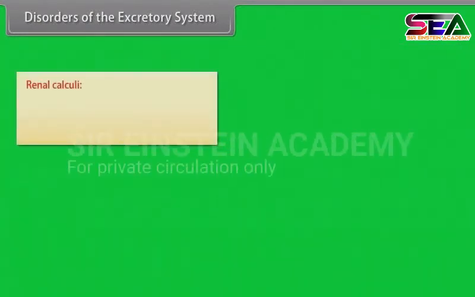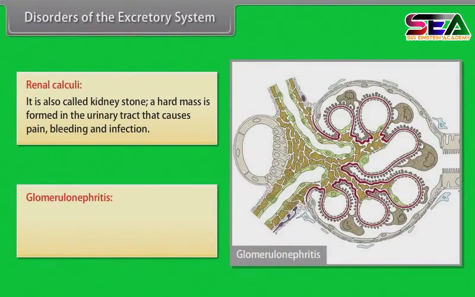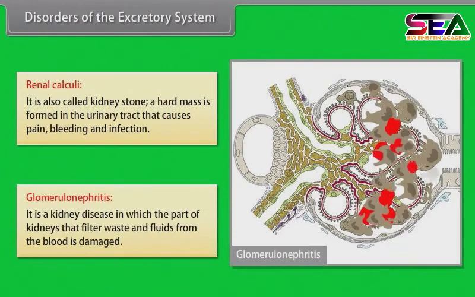Renal calculi. It is also called kidney stone. A hard mass is formed in the urinary tract that causes pain, bleeding and infection. Glomerulonephritis. It is a kidney disease in which the part of the kidneys that filter waste and fluids from the blood is damaged.